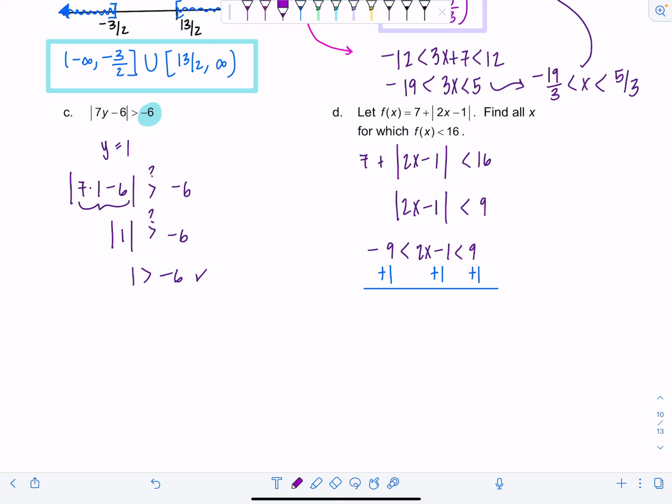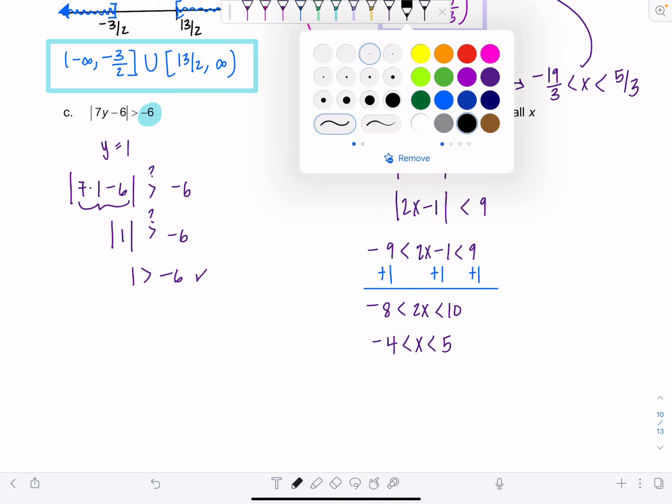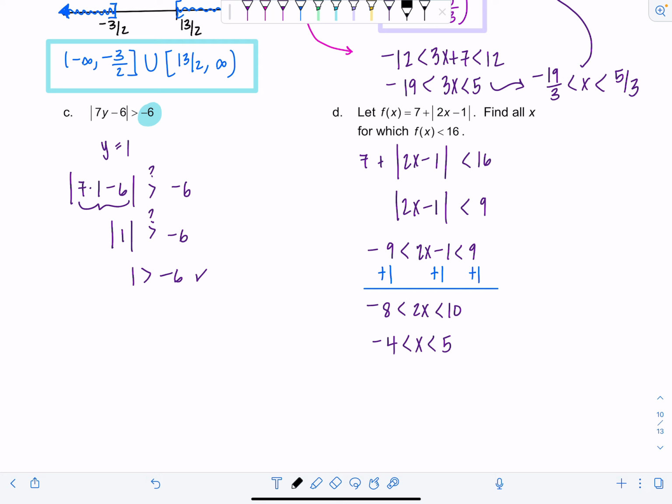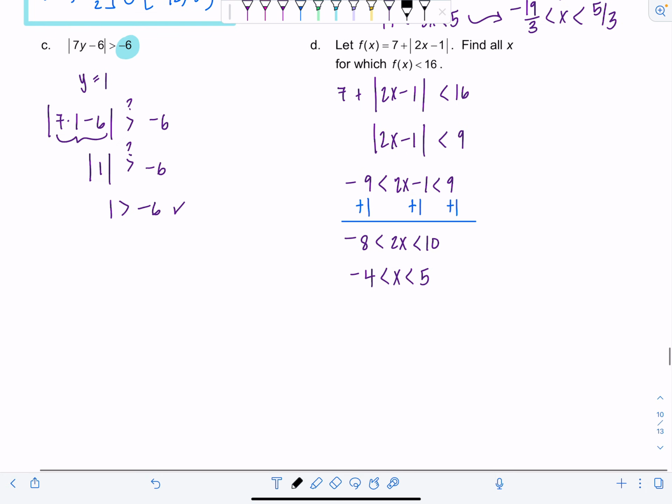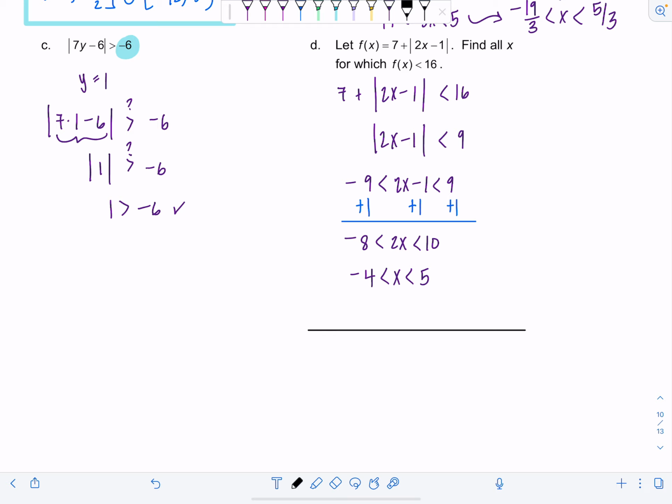And we will have -8 less than 2x less than 10. Last thing, divide by 2. So x is less than 5 and greater than -4. Wow, beautiful. They didn't say what they wanted, a graph, interval notation, so I'm going to give it all, right?